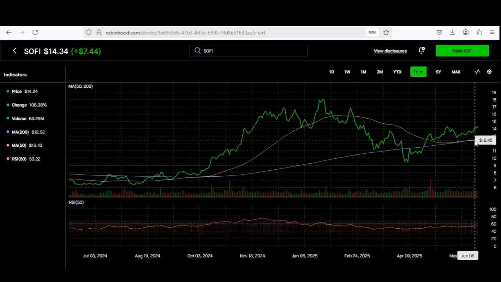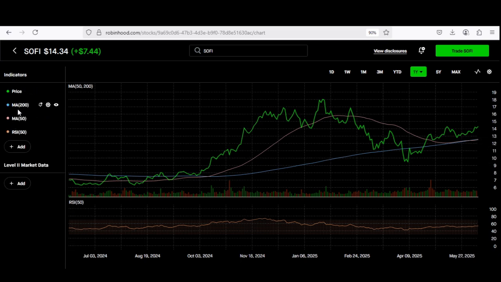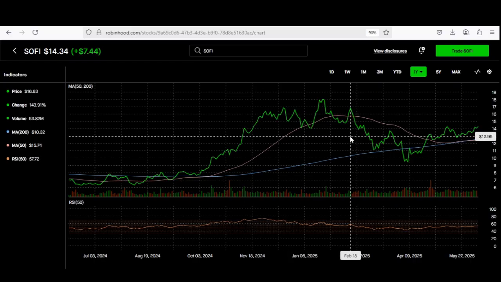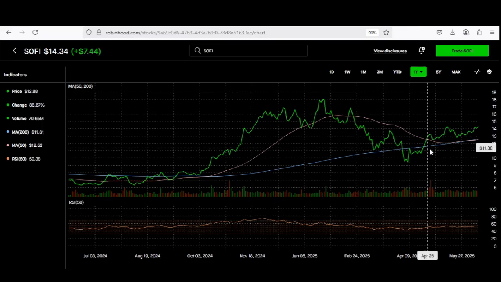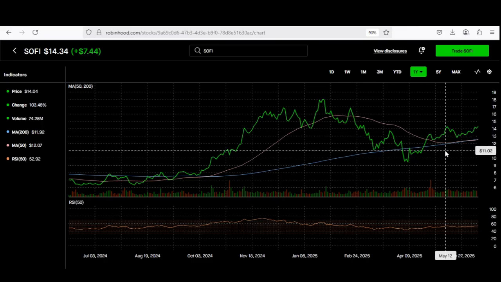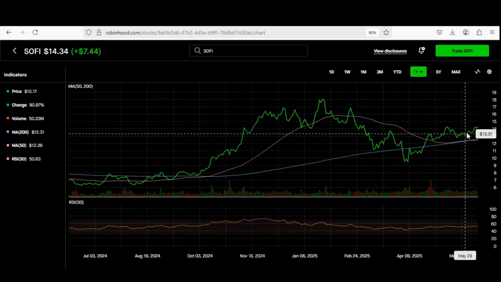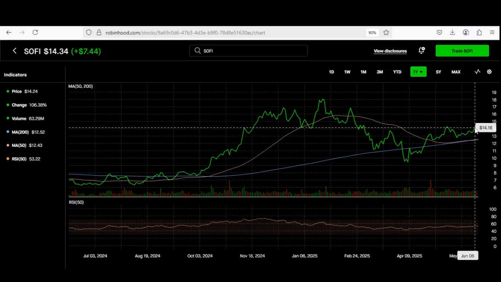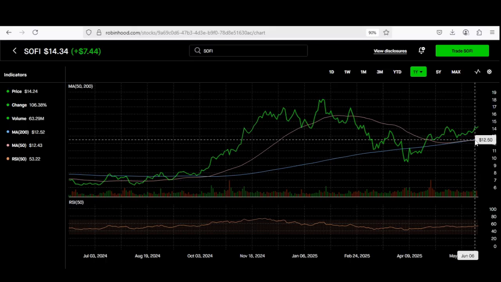This blue line right here is what's known as your MA200. As you can see to the left here, MA200 is another name for it. It's your 200-day moving average. What this blue line does is tell you where the stock has been trading for the last 200 days or 6 months. So the current price of $14.34 is above the 200-day moving average. The 200-day moving average is right around the $12.50 mark.